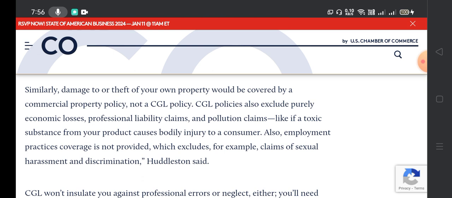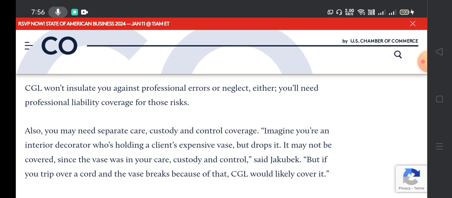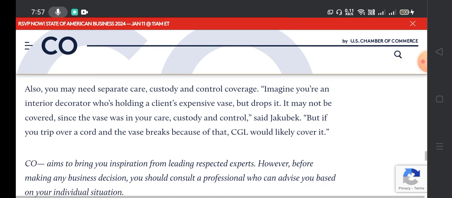Also, employment practices coverage is not provided, which excludes, for example, claims of sexual harassment and discrimination. So, CGL insurance coverage wouldn't insulate you against professional errors or negligence. Either you will need professional liability insurance coverage for those risks.